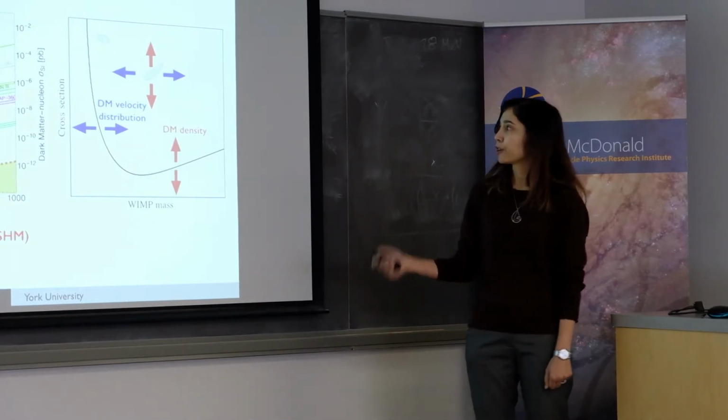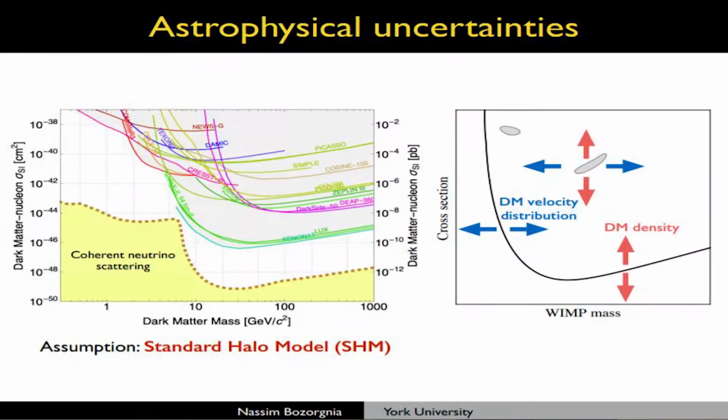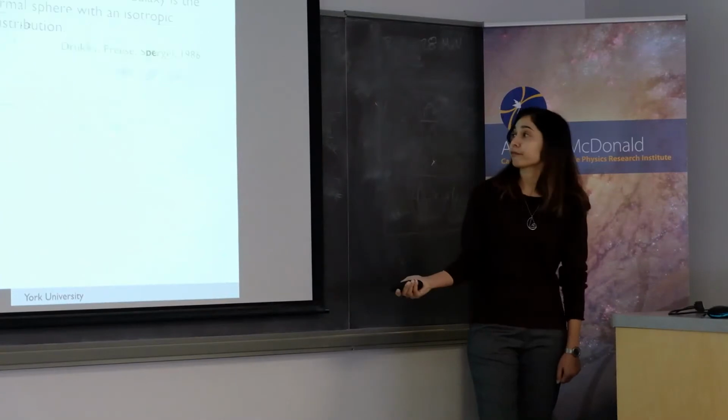Now this becomes more important if you have some hint for a signal so that you have some region of interest somewhere here, let's say at low masses, then these can become quite important uncertainties to shift things up and down, or left and right.